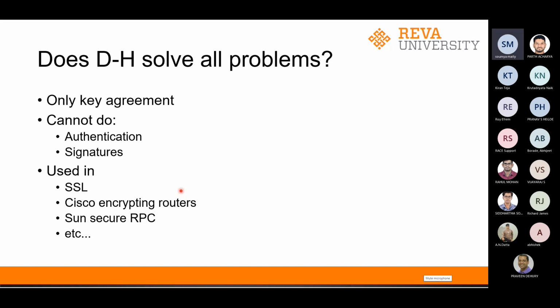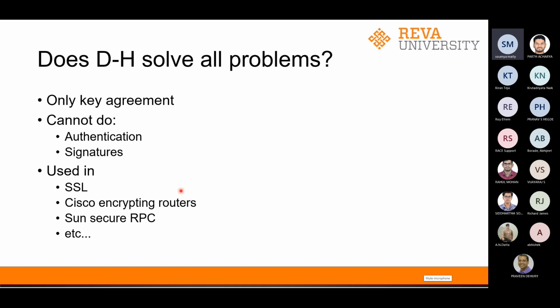Okay, and Diffie-Hellman is still used in SSL and in Cisco encrypting routers. Mostly the BGP routers by Cisco exchange the Diffie-Hellman key between themselves.